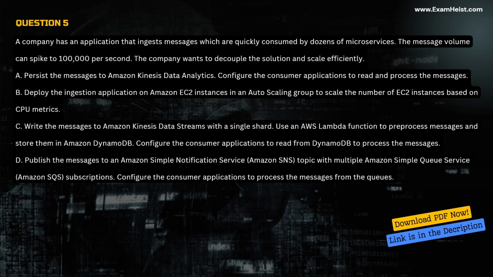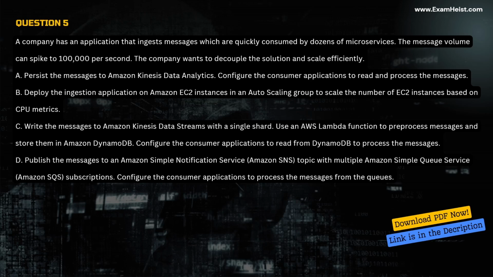A. Persist the messages to Amazon Kinesis Data Analytics. Configure the consumer applications to read and process the messages. B. Deploy the ingestion application on Amazon EC2 instances in an Auto Scaling group to scale the number of EC2 instances based on CPU metrics. C. Write the messages to Amazon Kinesis Data Streams with a single shard.